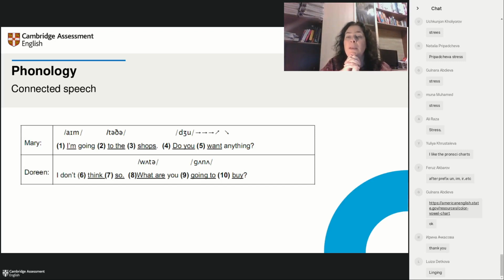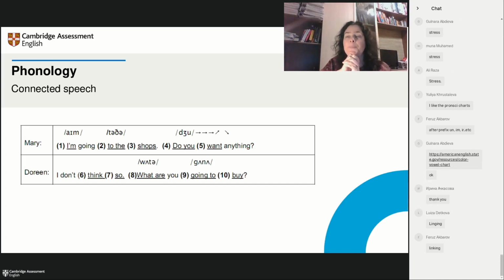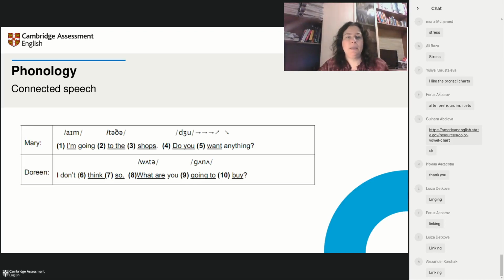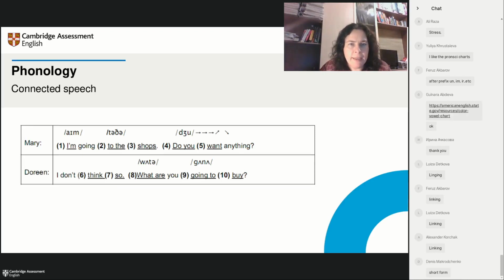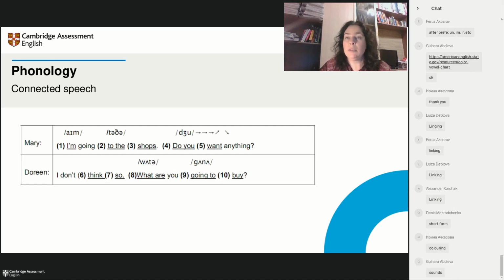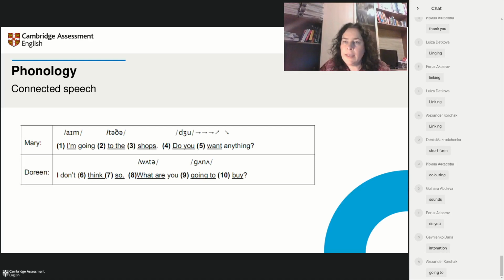Probably, Louisa, you mean linking, yeah. Where do we have linking? Let's try to find it. Water, yeah, water. T is connected to the following vowel sound, yeah, water. Yeah, there is linking.